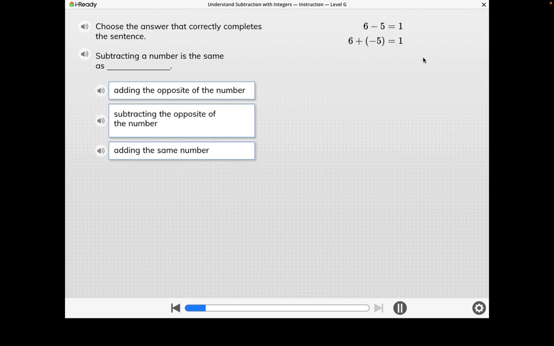Okay, so look at this and you'll see they're equal to the same thing. So subtracting a number is equal to adding the opposite of the number, because the opposite of 5 is -5. So it's going to be this one, as we saw in our objectives.